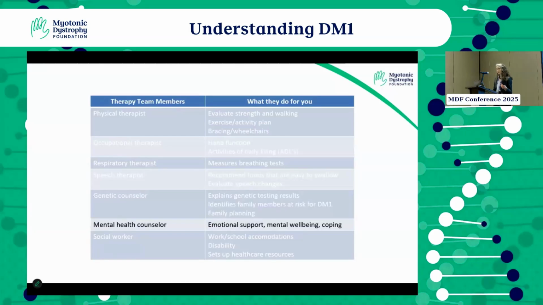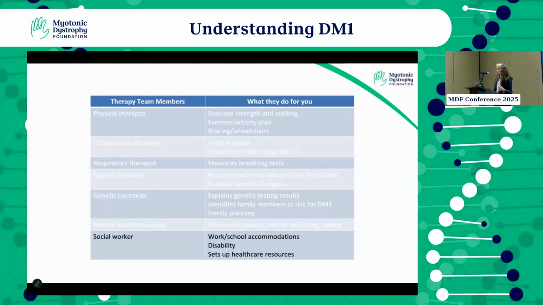A mental health counselor provides emotional support, focusing on well-being, as well as providing coping strategies. And a social worker who is great at helping out with any accommodations that are needed in work or in school, helping fill out disability, and then also setting up any healthcare resources that they might need in the home.